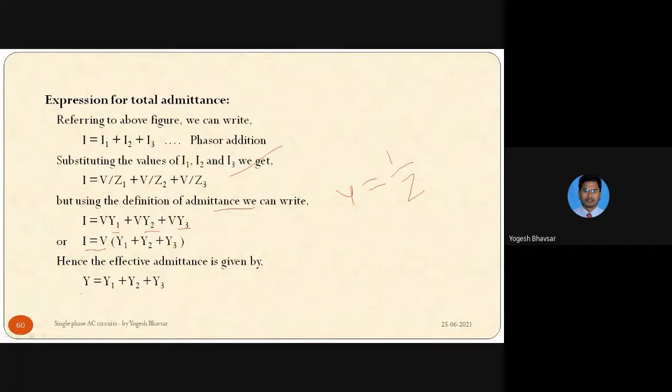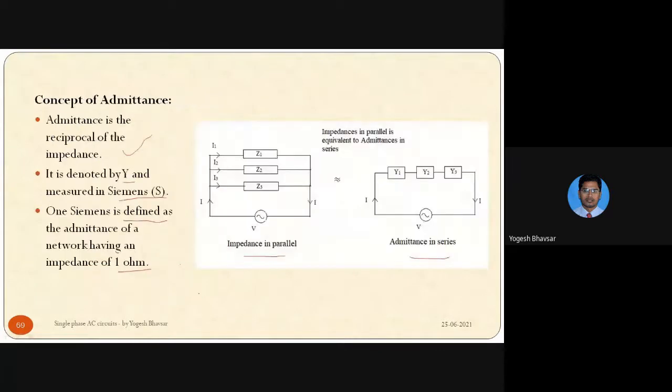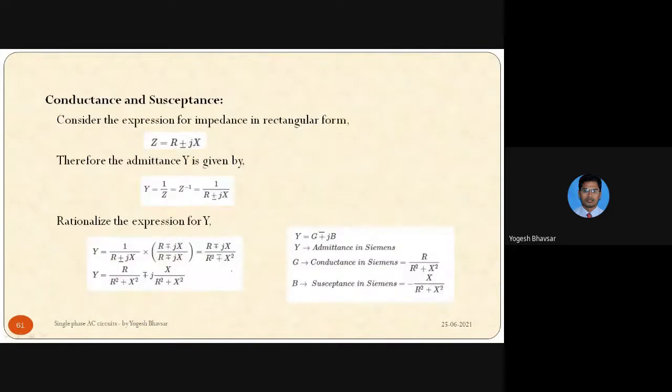Then the total Y is equal to Y1 plus Y2 plus Y3. Or we can also have I is equal to V by Z total, where the voltage is common. Then 1 by Z is equal to 1 by Z1 plus 1 by Z2 plus 1 by Z3. Putting Y is equal to 1 by Z, we can have Y is equal to Y1 plus Y2 plus Y3. So that's why impedances connected in parallel are equivalent to admittances connected in series.